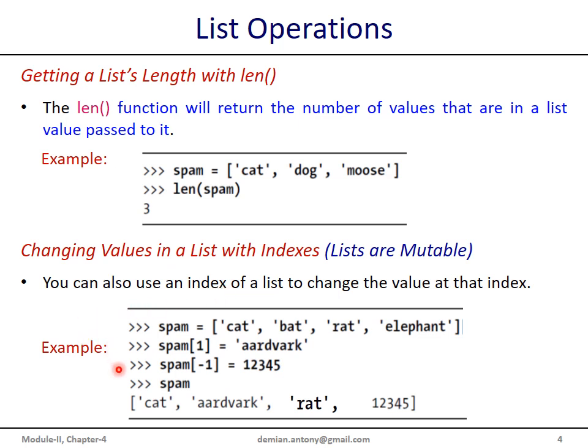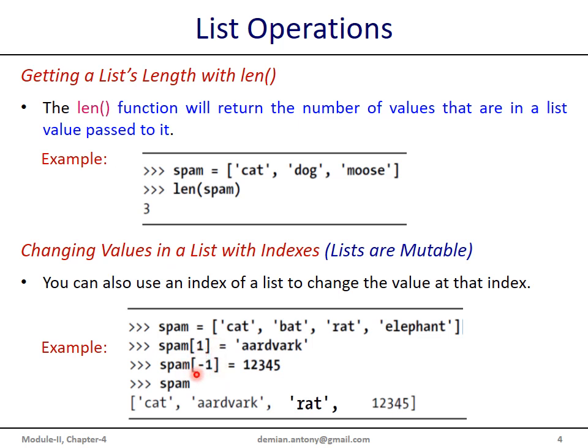Let us take up this example. We have a list spam and we want to change the element that is bad to a different value. This is the 0th element and this is the first element. We are going to change the first element to a different value, as well as we want to change the last element to an integer value. This is the last element.